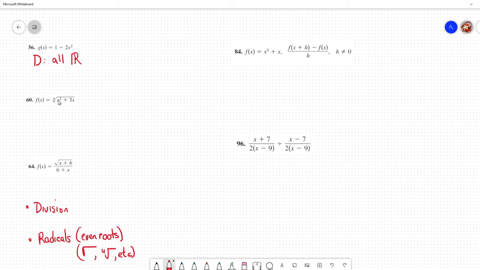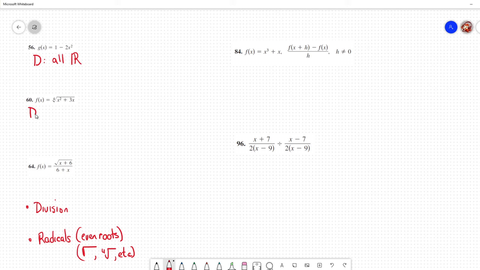So 56 and 60, let's look at those. Starting with 56, am I doing any sort of division? No, I don't see any division. Is there anything involving radicals, any even roots? In 56, no. There's a second power, but that's not a radical. So nothing here seems to trigger any warning lights or bells. So I'm going to just say the domain is all real numbers. There isn't a number that I can think of that, if I were to plug it in, is not going to give me an answer.